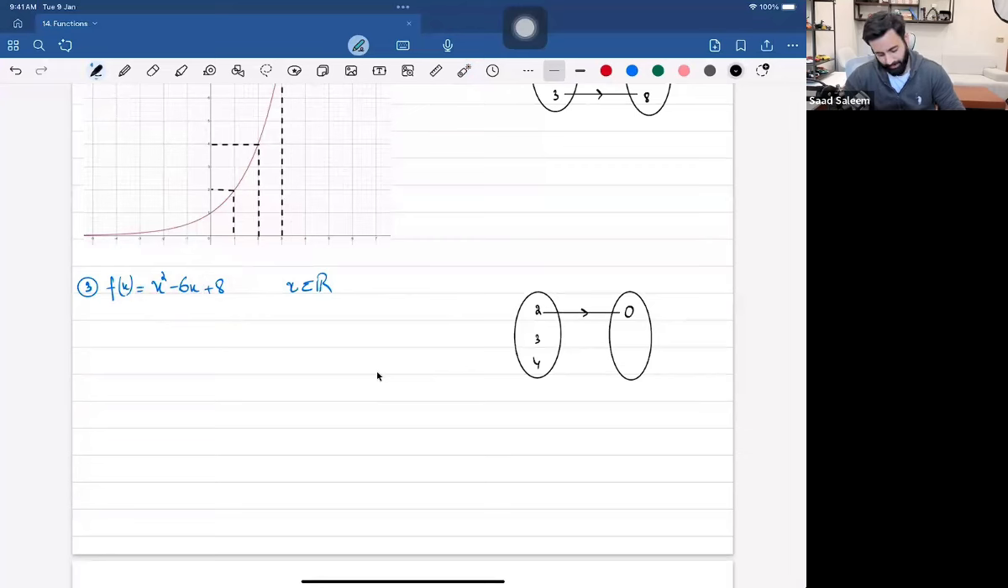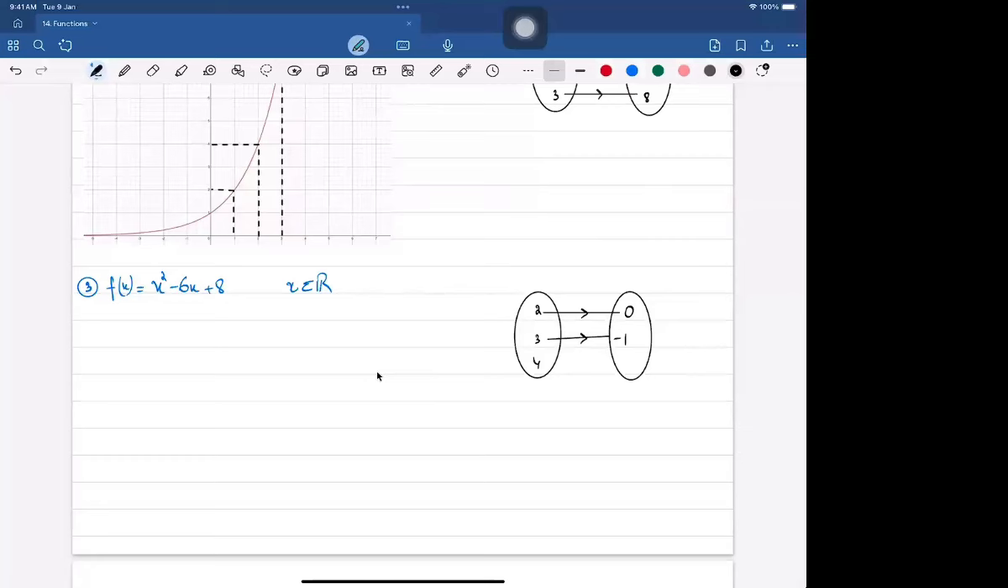Okay, now stay with me. Let's plug in 3. Let's see what happens. That's 3 squared minus 6 times 3 plus 8. So 3 squared is 9. 9 minus 18 is minus 9. Minus 9 plus 8 is minus 1. So when we plug in 3, we get minus 1.